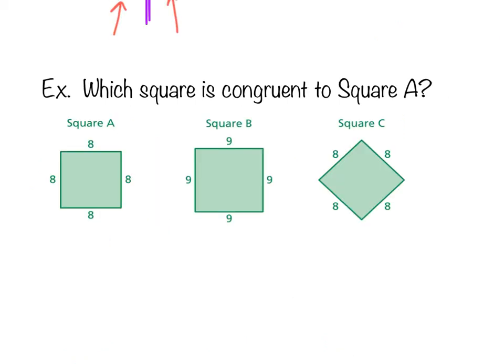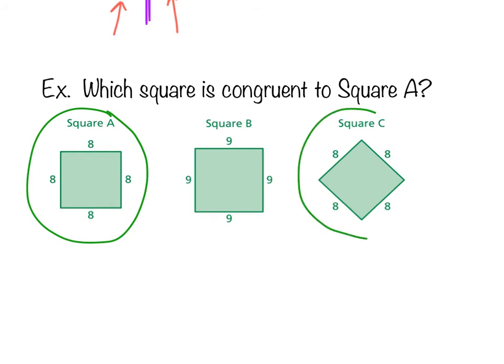This next example says, which square is congruent to square A? Well, remember that congruent means same shape, same size. All of these are the same shape, even though square C has been rotated a little bit. But square A and square C are the only ones that have the same size. So square B is also the same shape because it's a square, obviously, but it doesn't have the same size.